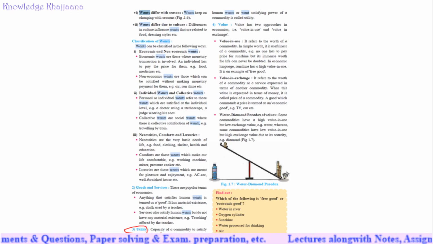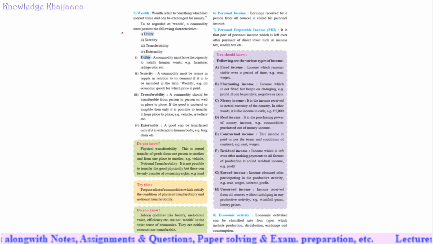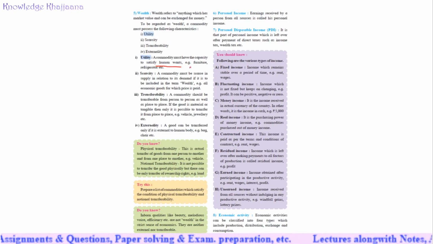What is utility? Capacity of a good to satisfy human wants, or want satisfying power of a commodity is called utility. What you had learnt about utility, a commodity must have the capacity to satisfy human wants. Example, your furniture, refrigerator are the commodities which satisfy specific human wants. This much you had learnt in standard 11, and I hope that you must be remembering this forever.